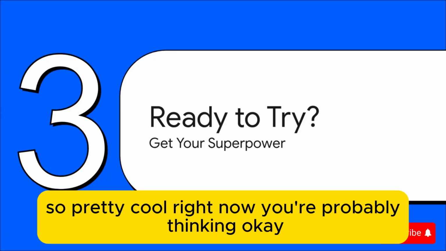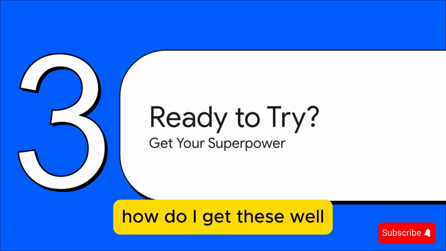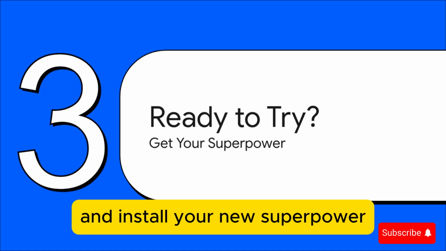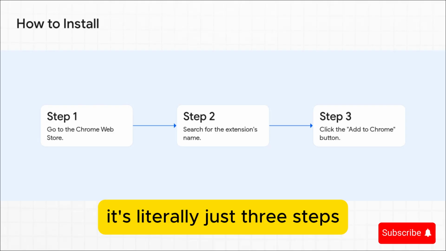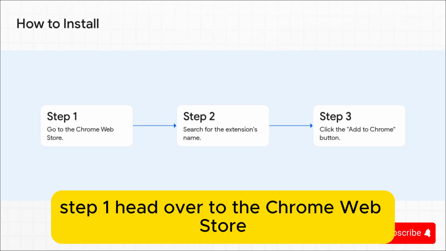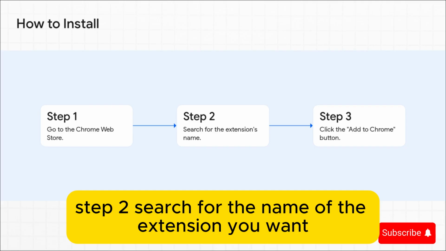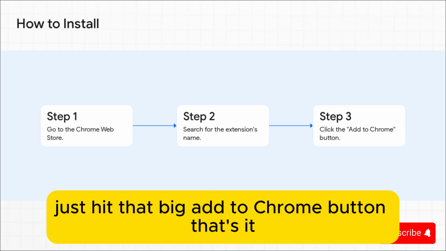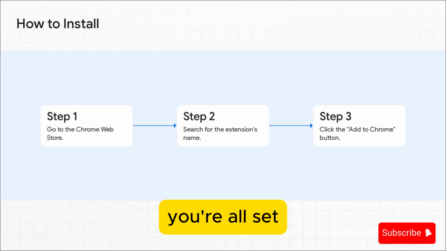So, pretty cool, right? Now you're probably thinking, okay, how do I get these? Well, the best part is it's super easy to get started and install your new superpower. It's literally just 3 steps. Step 1, head over to the Chrome Web Store. Step 2, search for the name of the extension you want. And step 3, just hit that big Add to Chrome button. That's it, you're all set.